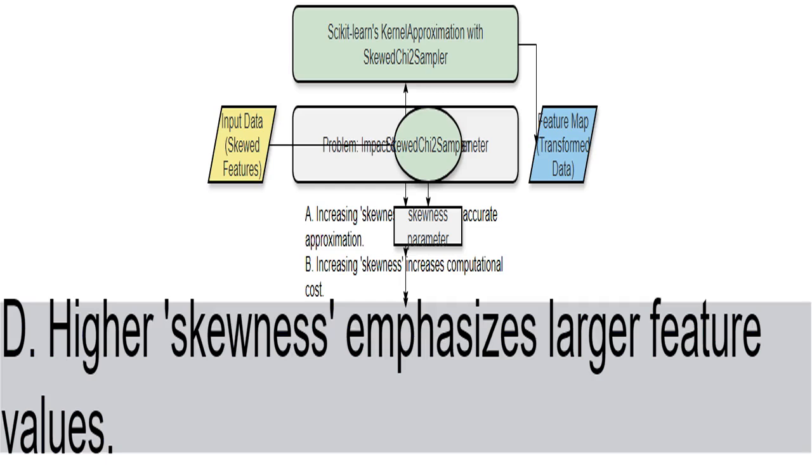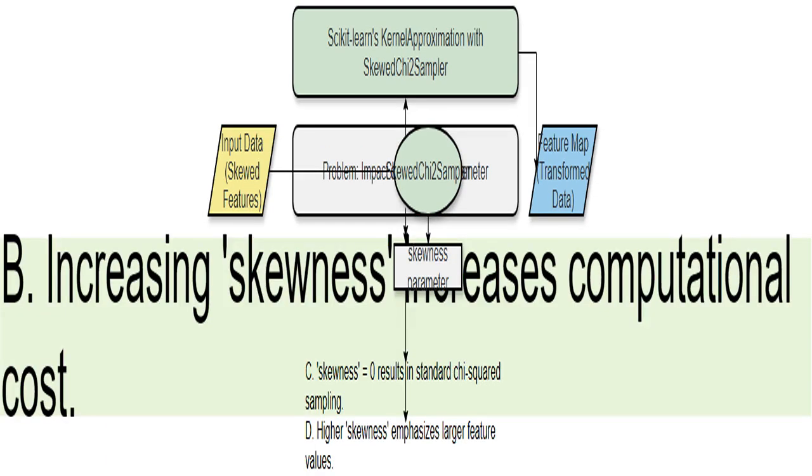A higher skewness value means the transformation will pay more attention to features with large values. It's like using a magnifying glass. Those big values get boosted more. Increasing the skewness parameter doesn't significantly increase the computation time. It's the size of your data, number of features and samples, that mostly matters for the calculation time, not the skewness itself.